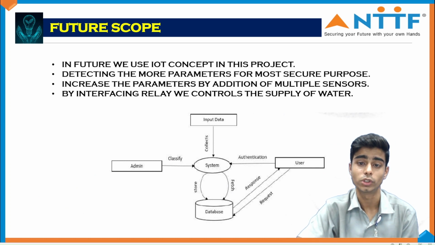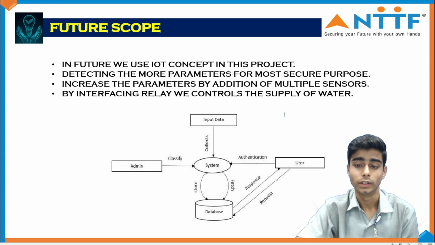First, in future we use the IoT conceptual project. What does IoT mean? IoT means the Internet of Things. Second, detecting more parameters for the most secure purpose. Third, increase the parameters by adding multiple sensors. By interfacing the relay, we control the supply of the water.